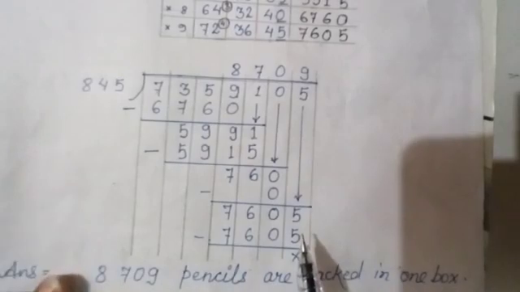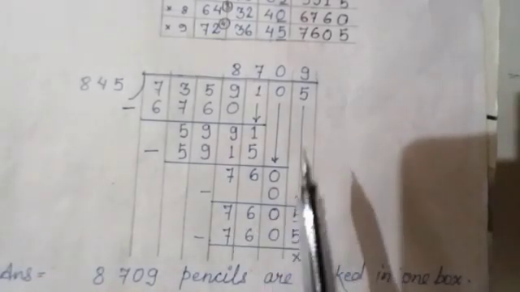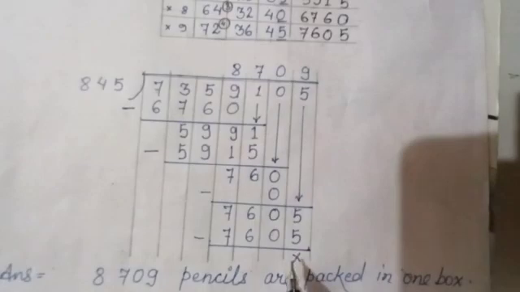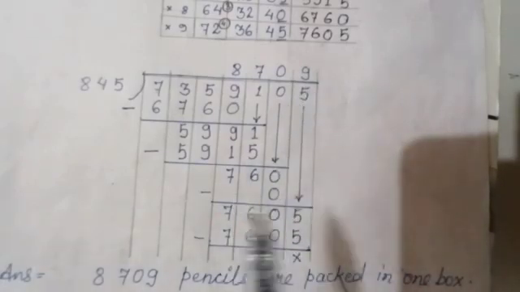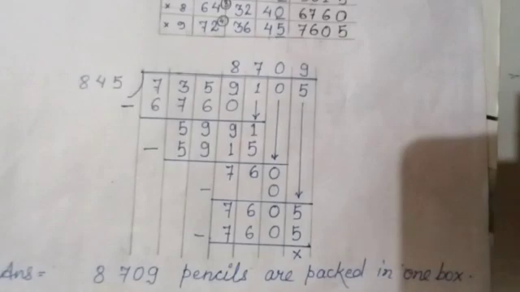Last digit you have to place down. Now the target is 7605, and finally in the table you are getting 845 into 9 is equal to 7605. And the division is now completed. In this way you can get the answer. What is the answer? How many pencils are packed in one box? 8709 pencils are packed in one box.